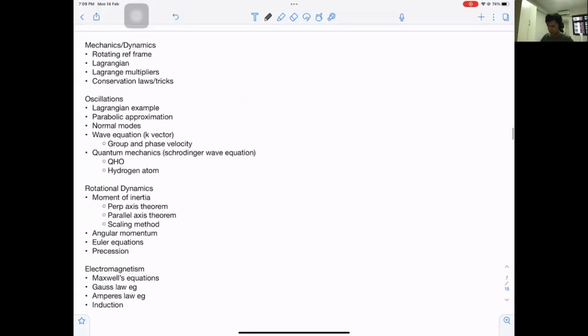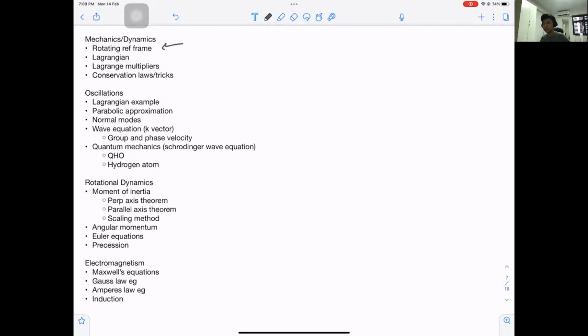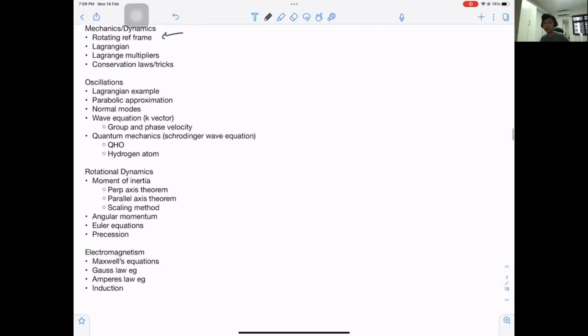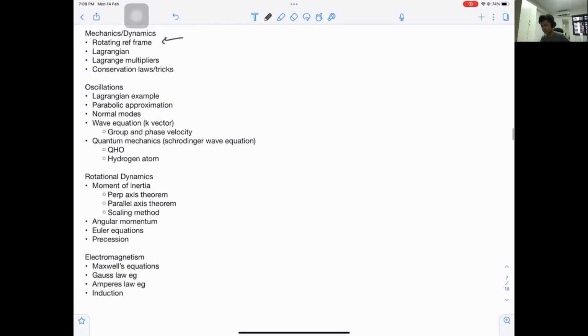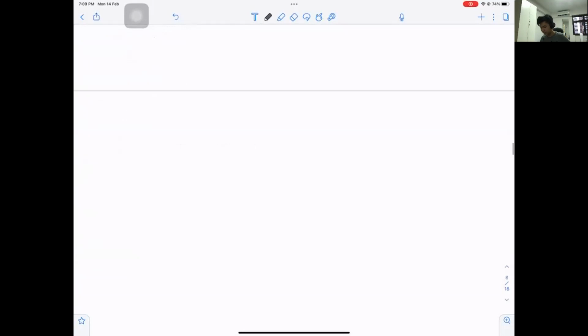So today we'll be covering rotating reference frames. We'll start off by discussing non-inertial reference frames first of all, and then we'll be focusing on rotating reference frames, where you start to obtain fictitious forces such as the Coriolis force, the Euler force, and the centrifugal force. But let's start talking about non-inertial reference frames first.